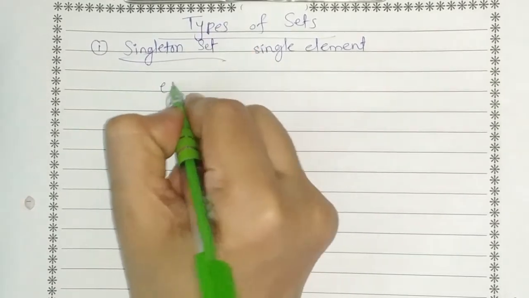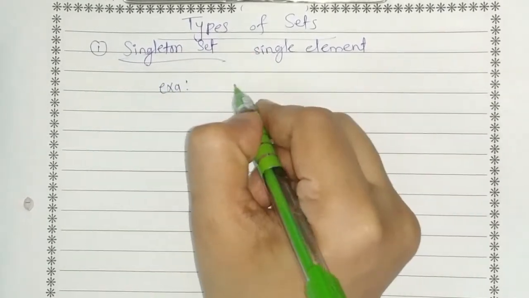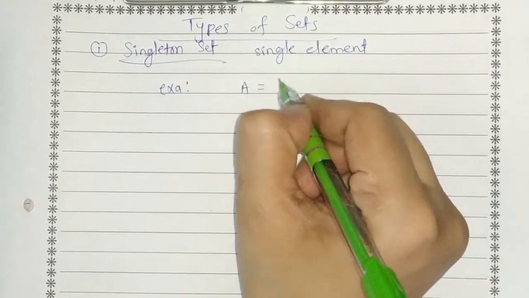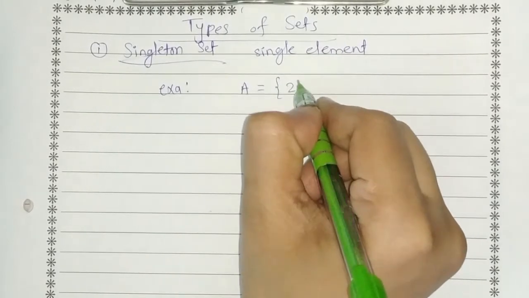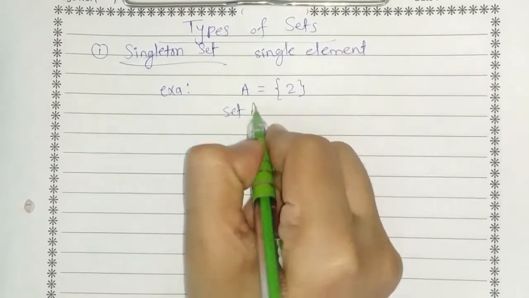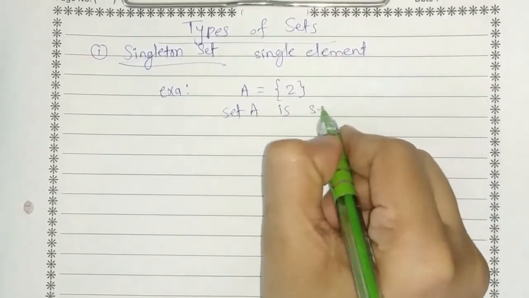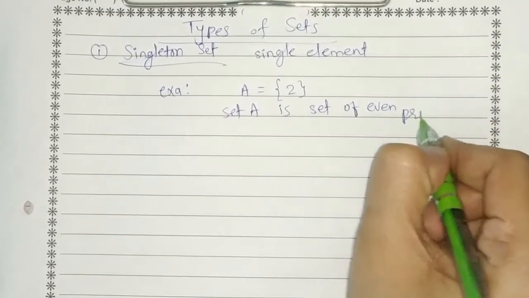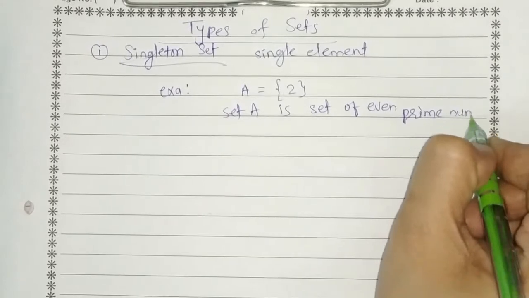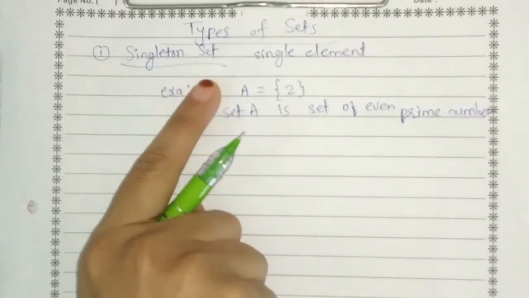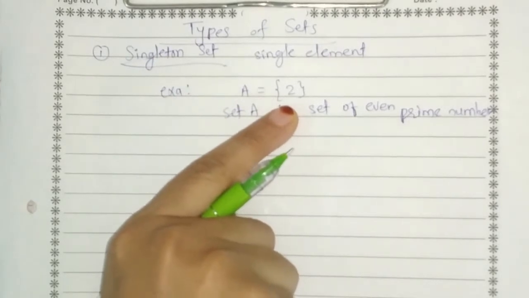For example, in the example we have set A, and in this set we are going to have even prime numbers. We know that there is only one such member, 2. So here set A is the set of even prime numbers. In this way we call A a singleton set. Why? Because there is only one element in this set.